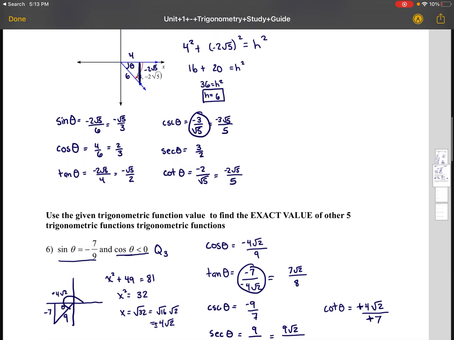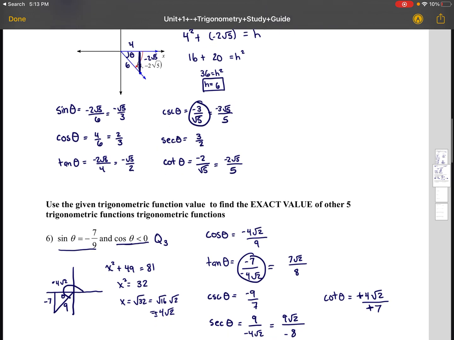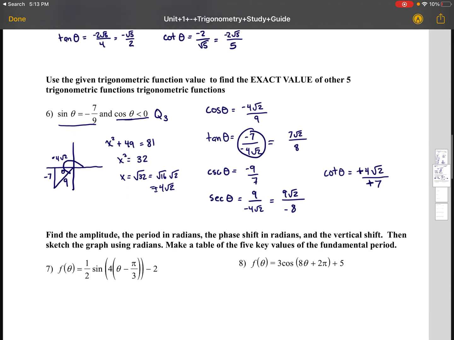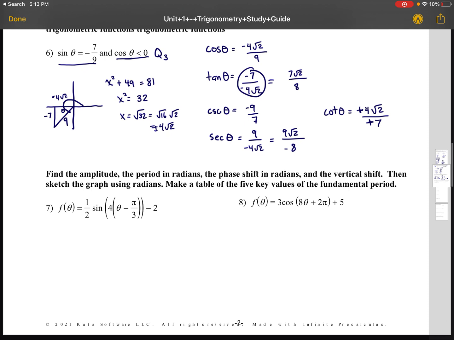All right, so that's the trig values using a point or being given a trig value. Again, I apologize for that heater in the background. It's kind of noisy. All right, so then for 7, we have to find the amplitude, the period in radians, the phase shift in radians, and the vertical shift. Then we need to sketch the graph using radians. Now we're not going to do that. We're not going to sketch the graph. We're just going to make a table of the 5 key values of the fundamental period.